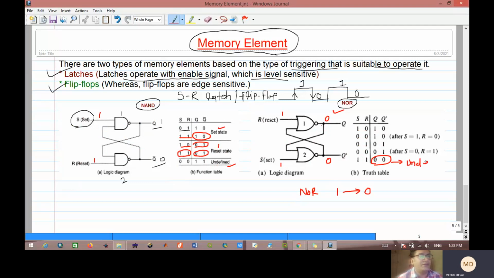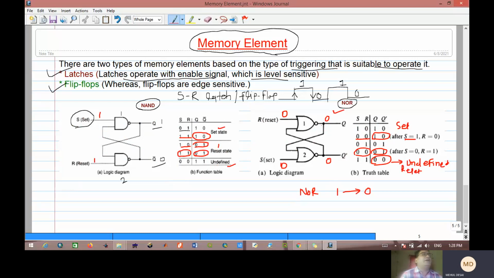It is not used. Okay, and here if both inputs are 0 0, we cannot predict the output of Q and Q dash. At that time it is considered as the previous output. So here 0 0, if 1 0 is the previous state, then output is 1 0. Here 0 0, if 0 1 is the previous input, then output is 0 1. So Q equal to 1 is called the set state, and Q equal to 0 is called the reset state.